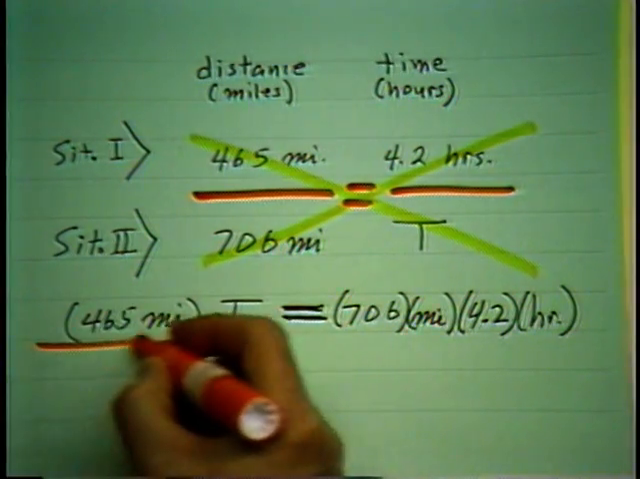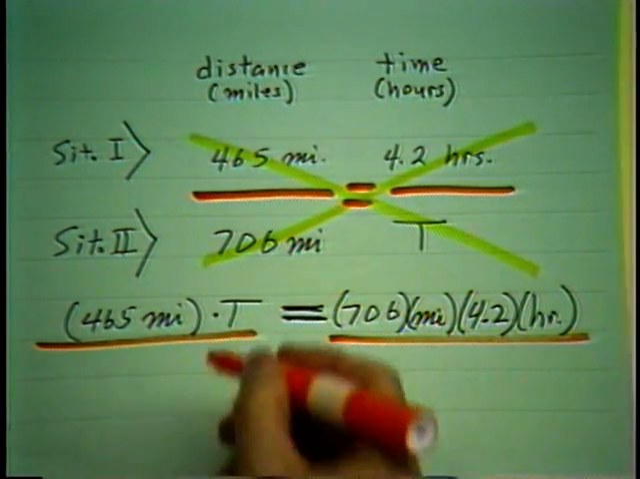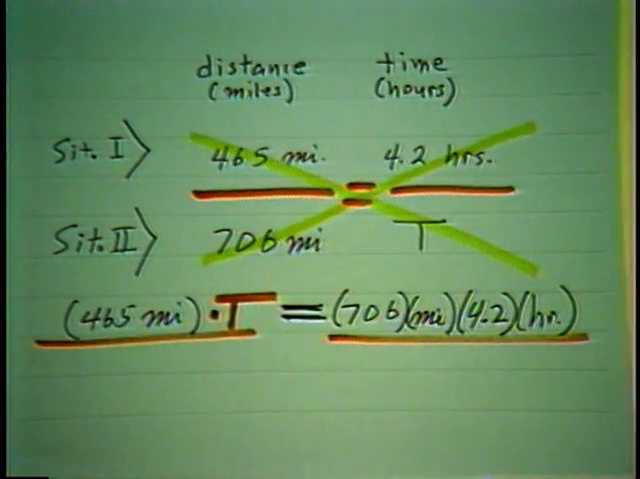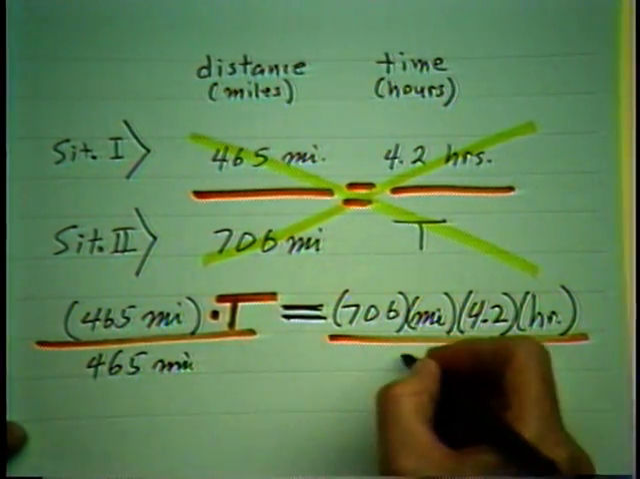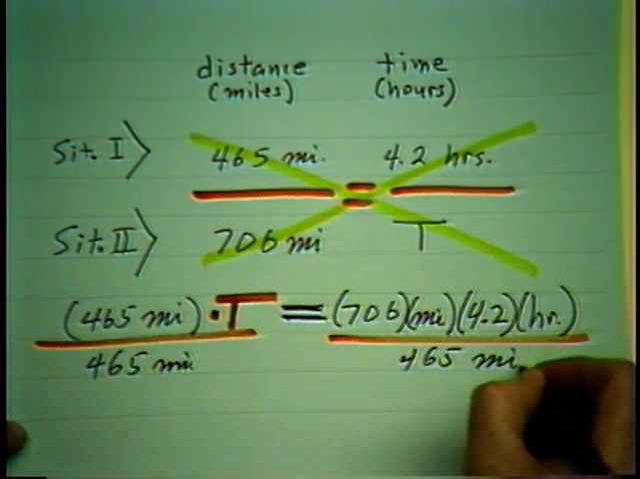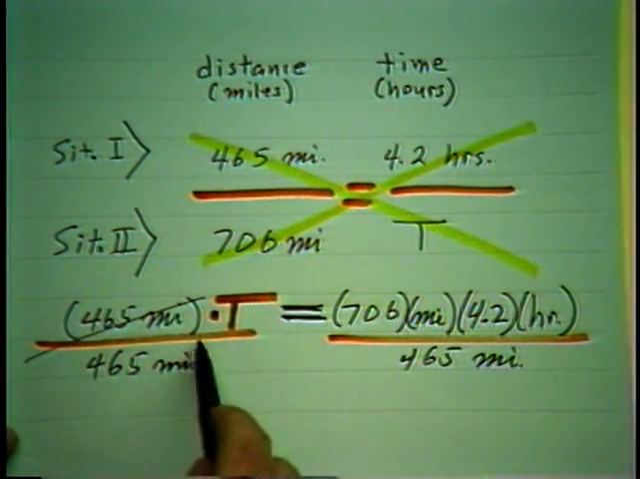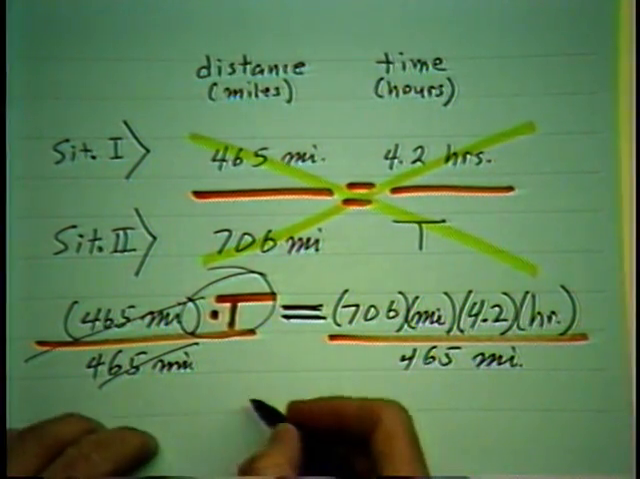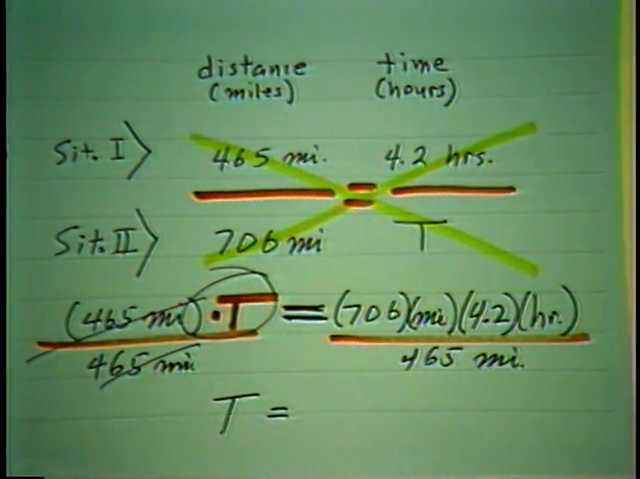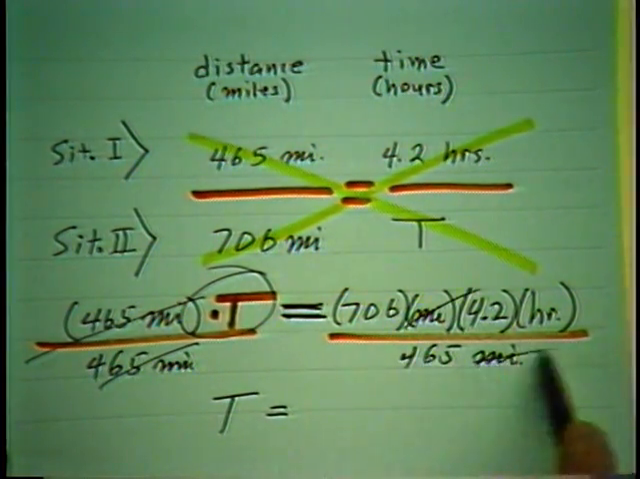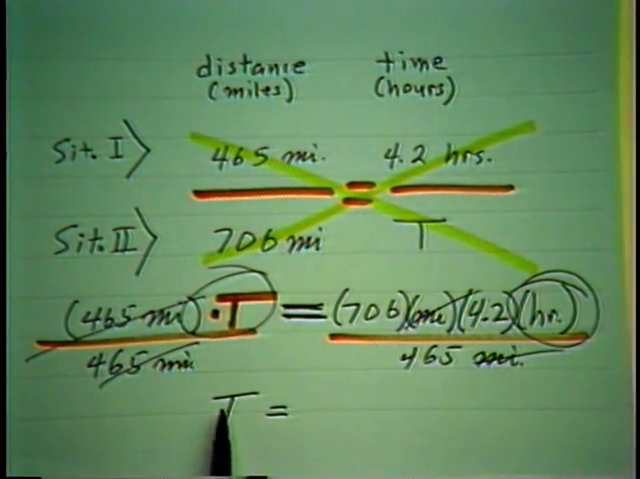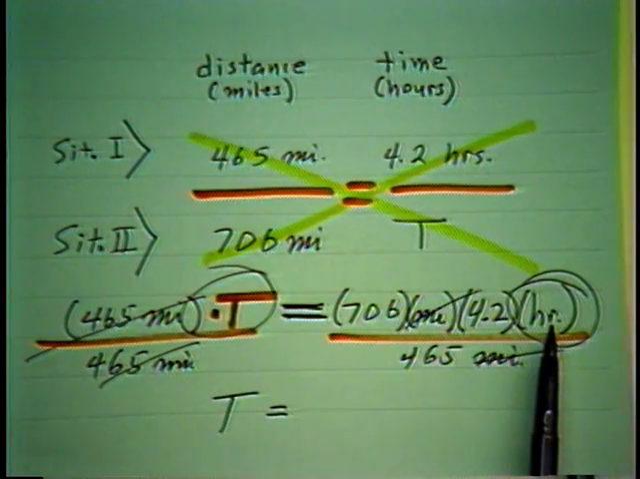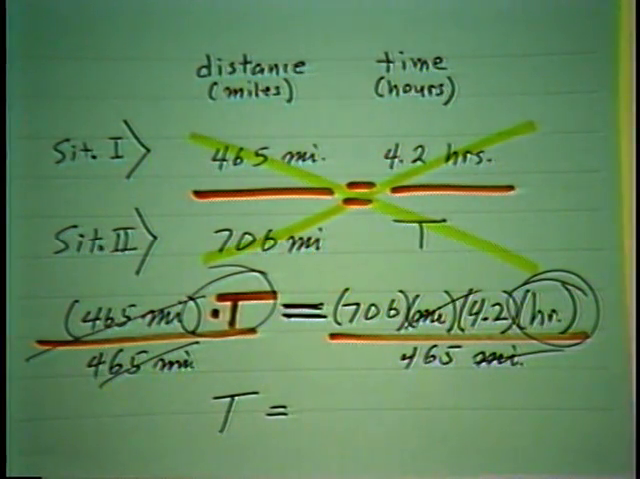Now divide both sides by the multiplier of the unknown, which is the 465 miles. So I'll divide both sides by 465 miles. And of course over here it'll all cancel off, isolating my unknown. And on this side, notice that the mile cancels with the mile, leaves me with hours as my unit, which tells me my time is going to be in hours, and that is a fact. So that's the way you can check whether you're on the right track.